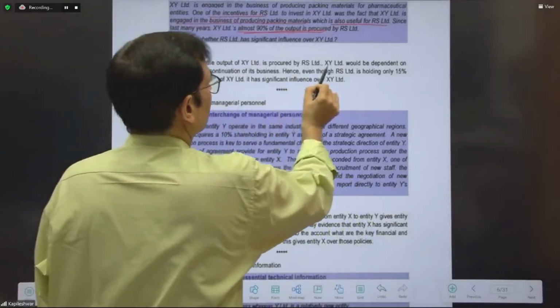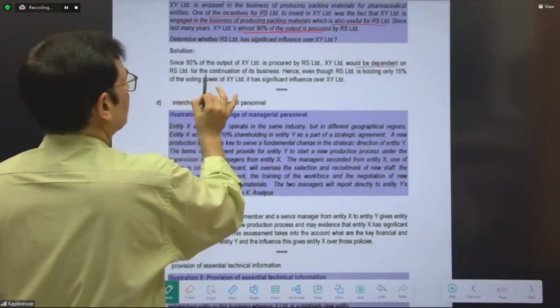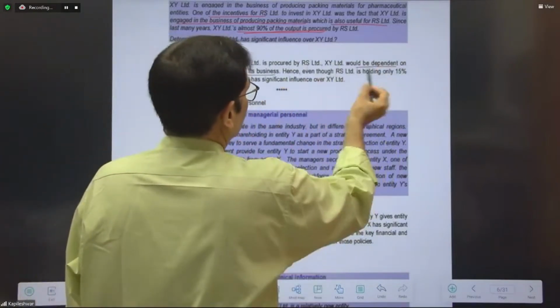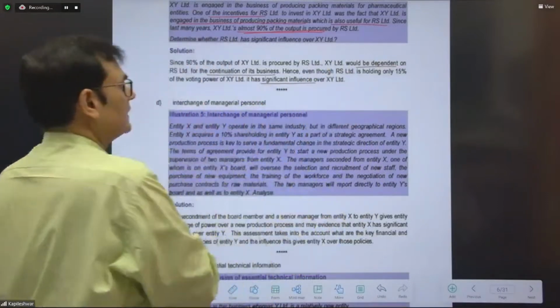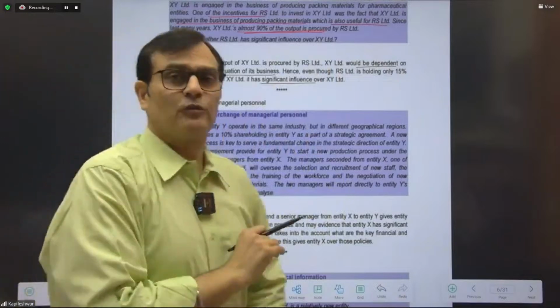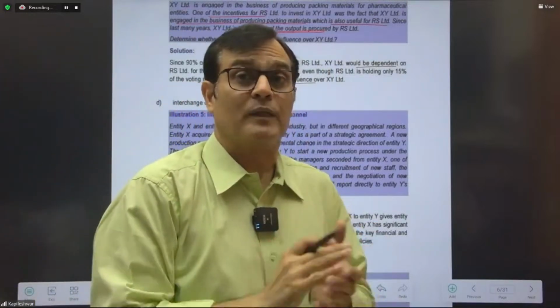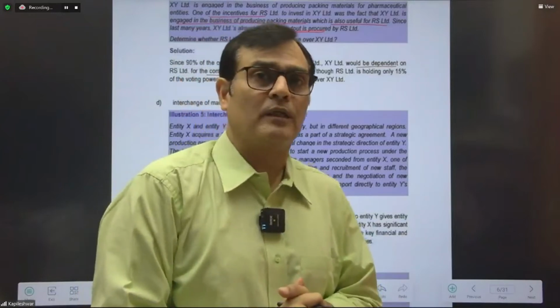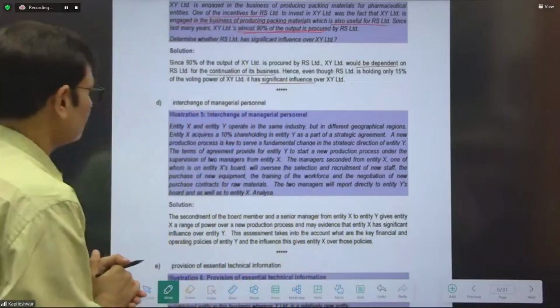Since 90% of the output is procured, we can say XY would be dependent on the continuation of the business. Therefore, even though he's got less than 15%, the possibility of significant influence cannot be ruled out. Okay, so we can say that in this particular case, since the survival of the business of XY is quite dependent upon RS, he can definitely significantly influence the company.